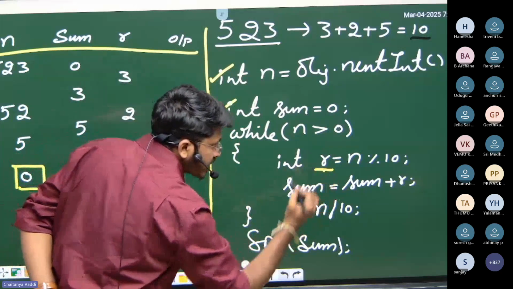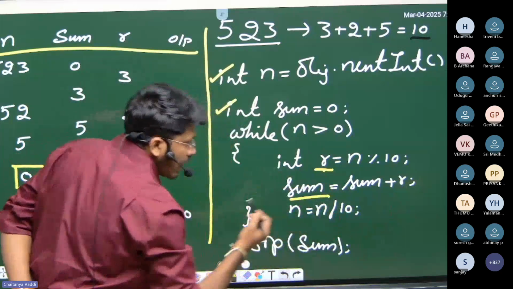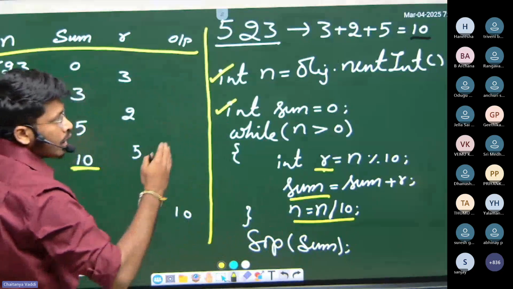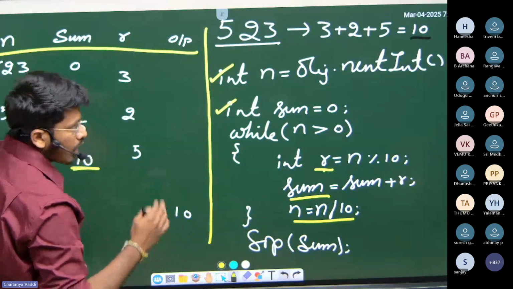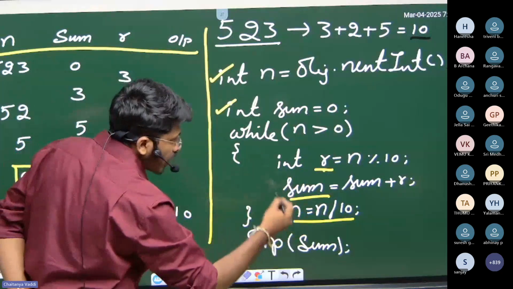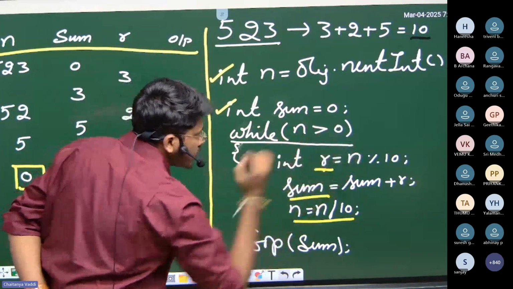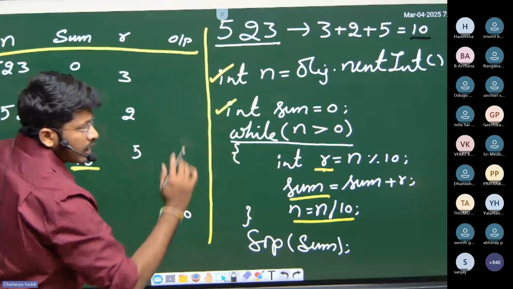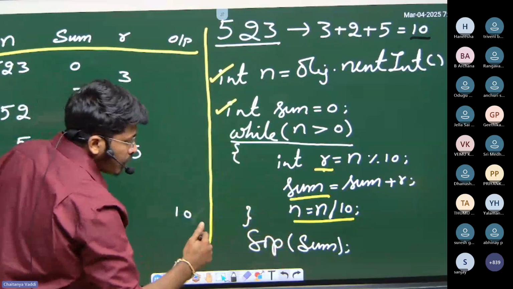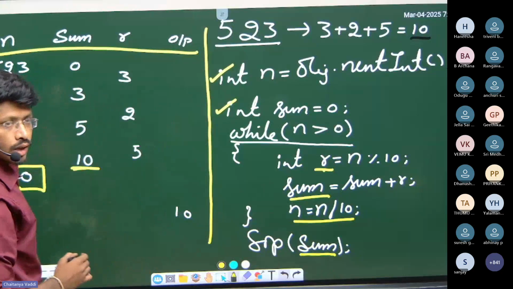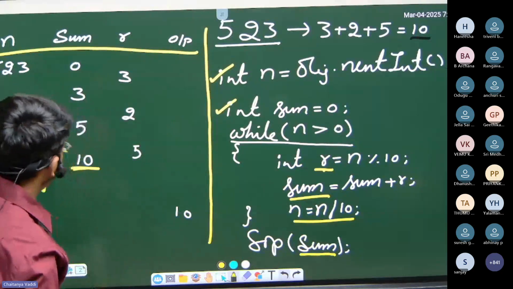And then I'm adding this r value to the sum variable, and then I'm dividing the given number by 10 to remove the unit digit value. Okay, I am iterating all these three statements until n value becomes 0. Once n value becomes 0, it jumps out of the loop. Then it prints the sum variable. It is nothing but the outcome. Okay, this is the first question.